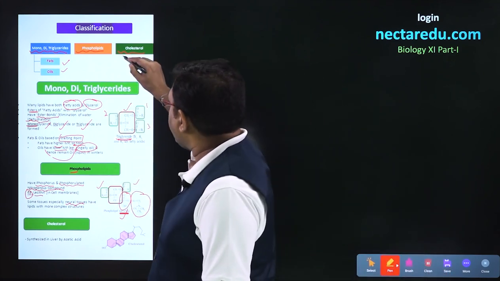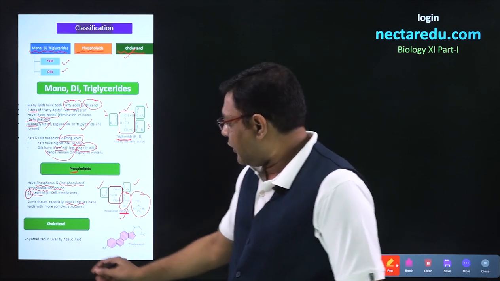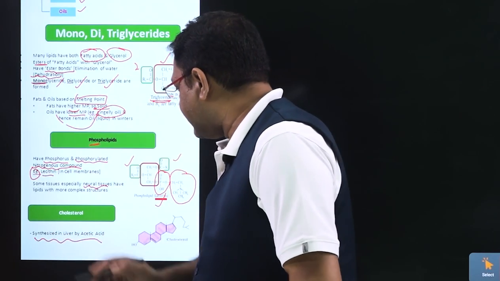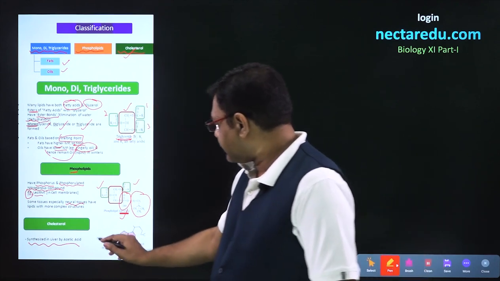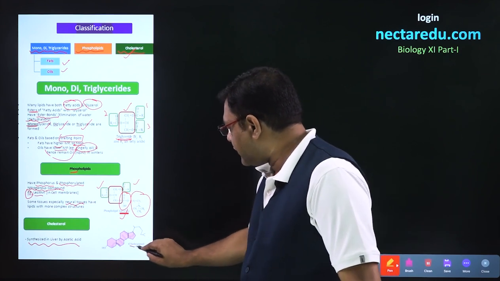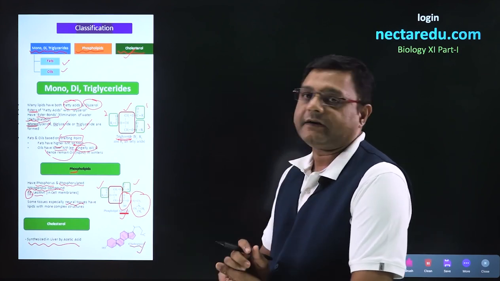Moving to the third part, that is cholesterol. Cholesterol is synthesized in the liver from acetic acid. So we can say that acetic acid is the precursor, and the structure of cholesterol is this particular structure.